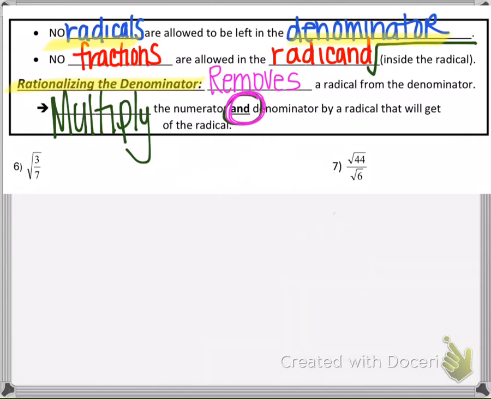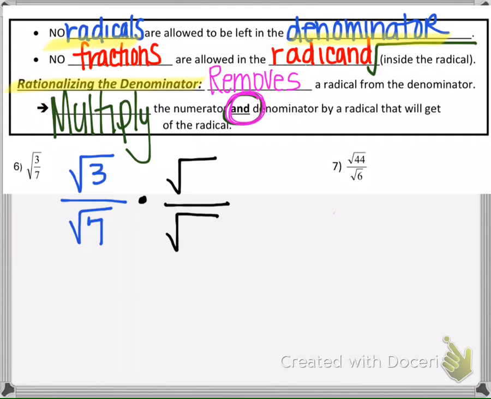So here's what we're going to do. We know the quotient rule says that we could take 3/7 and separate it. And we need to think of something that we can multiply both the denominator and numerator by, such a number, a radical, that it will get rid of the radical from the denominator.